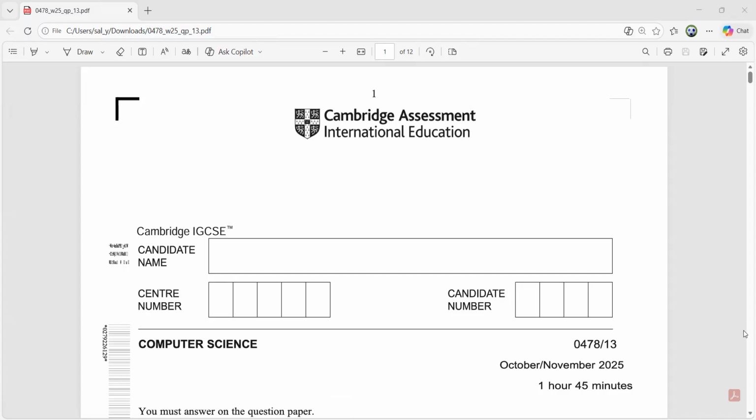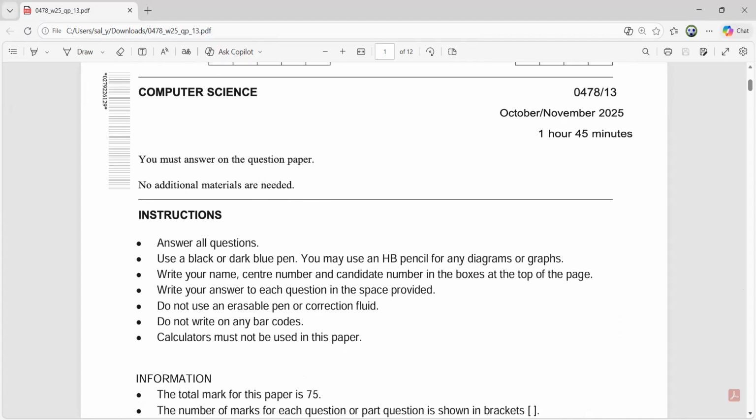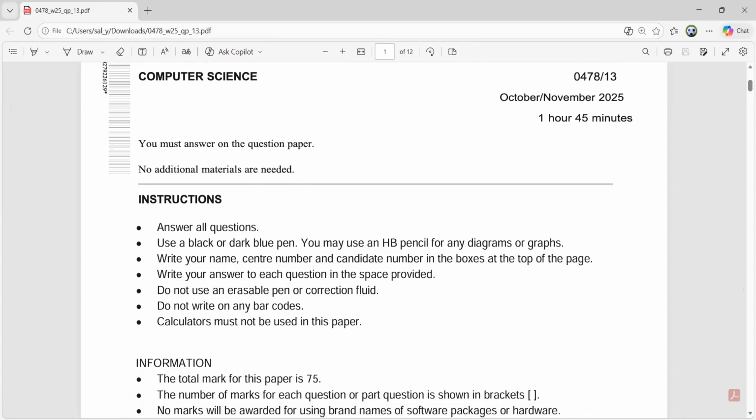We are here with another paper, Computer Science 0478/13 Paper 1, Computer Systems, and the paper is of 1 hour 45 minutes duration. You have to answer on the question paper. You have to answer all the questions. Use a dark blue or black pen for writing the answers. You can use an HB pencil for any diagrams or graphs.